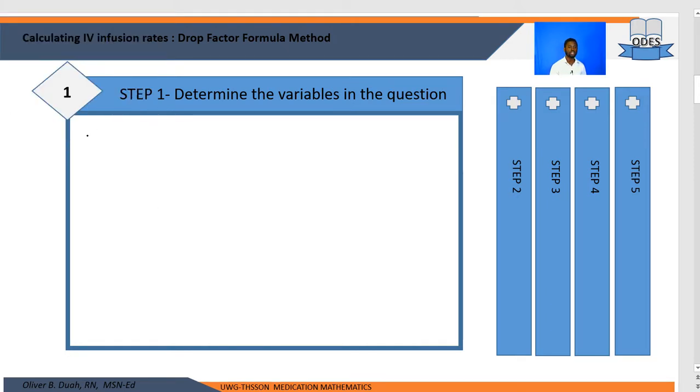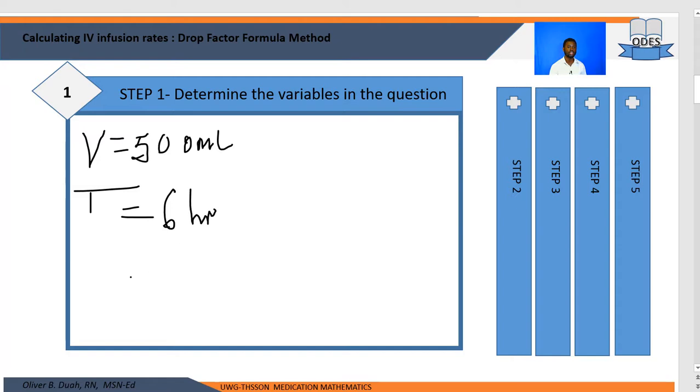Going back to the question, we know that we have a volume of 500 ml. This is to be infused over a time of 6 hours, so we have 6 hours. And then our drop factor, which I will designate by F, is 10 drops, which is GTT per ml. So these are the variables in our question.